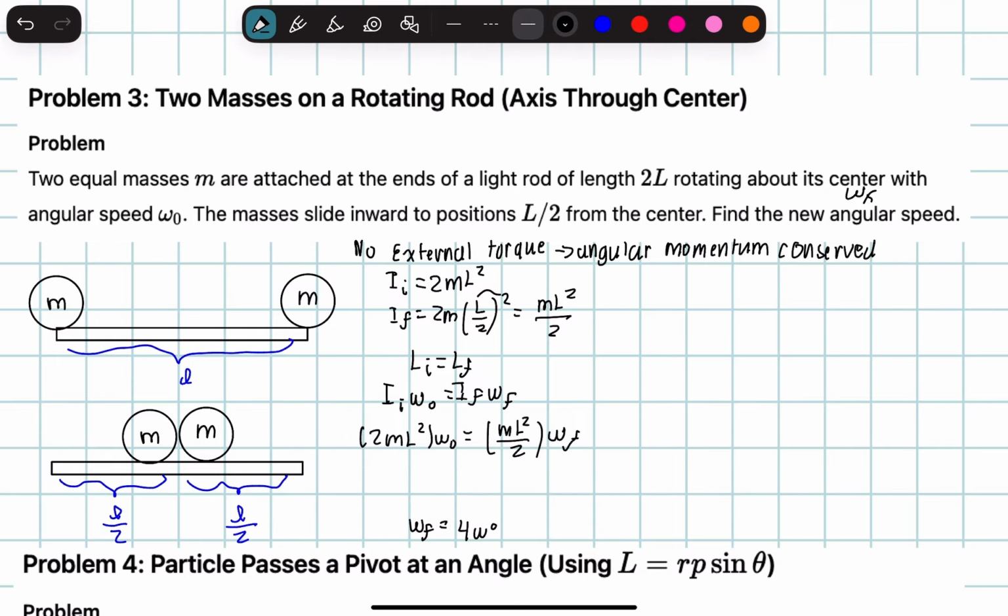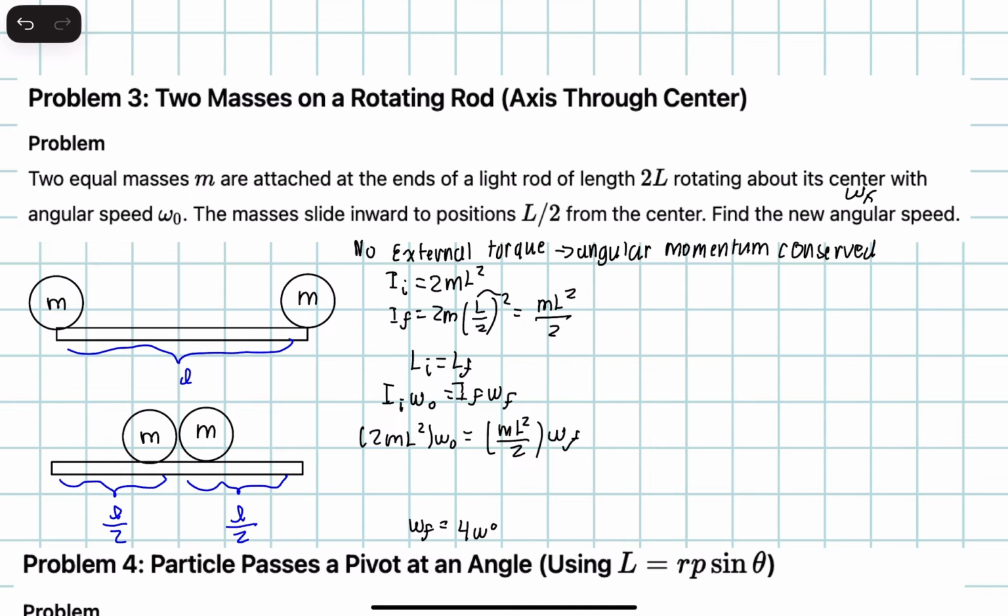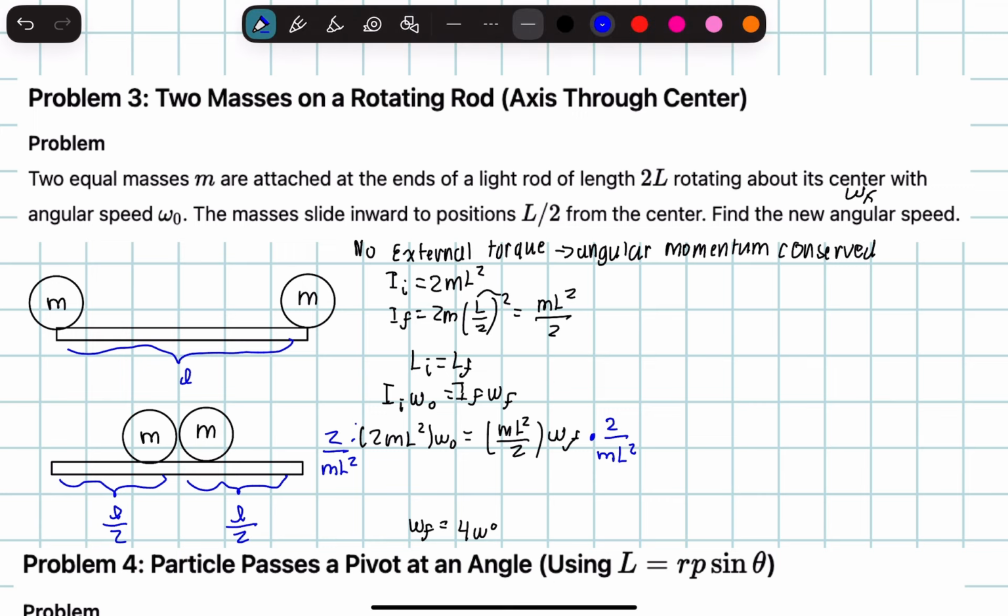So you're going to multiply this side by 2, and then you multiply this side by 2. ml squared divided by ml squared, so yes, you just have 4, and then you have ml squared canceling out over here. So yes, that's going to be your answer.